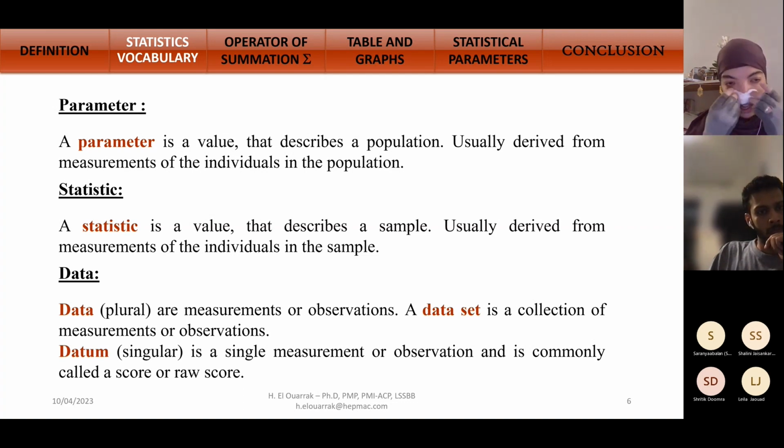We will talk about all these parameters in the fourth section. We will be discussing more what these parameters or statistics are.